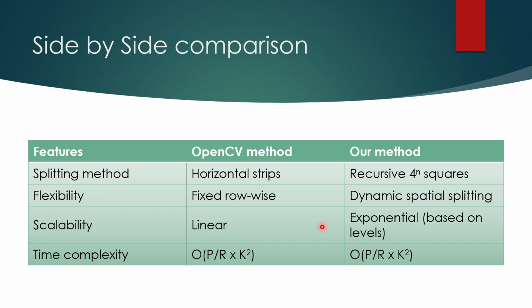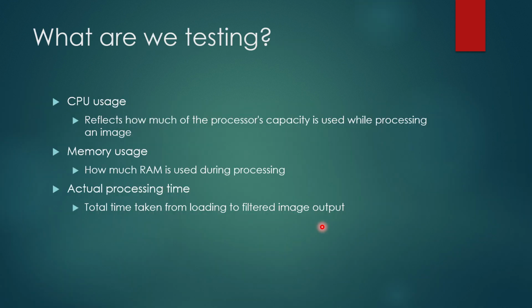Then K represents the kernel size. In the example we showed earlier, that's a 3 by 3 kernel. So if we're using a 3 by 3 kernel, K would be 3, which would then become 9. So this is basically the time complexity, which shows that OpenCV's and our method are basically the same. However, that doesn't always mean that they're going to have the same amount of runtime.